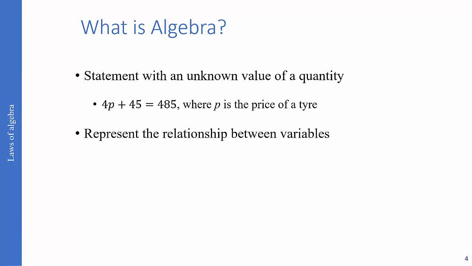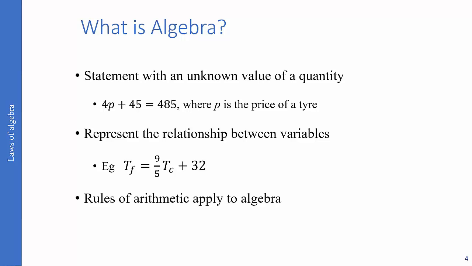We can also use algebra to represent the relationship between two variables. For example, the temperature in degrees Fahrenheit can be found by using the conversion given by this equation. All the rules of arithmetic apply to algebra as well, so if we can do things with numbers, we can also do it with our algebraic symbols.